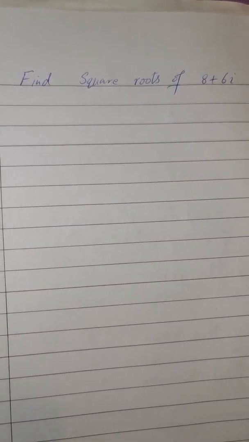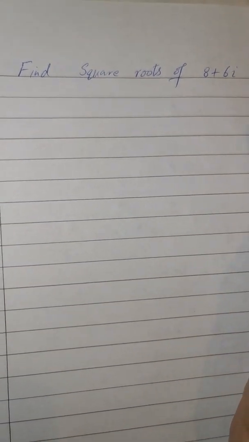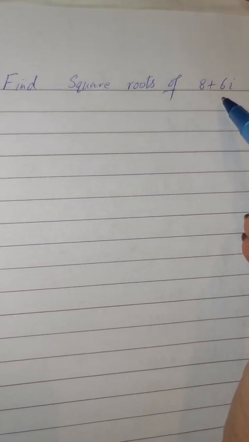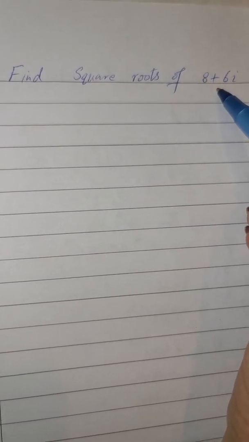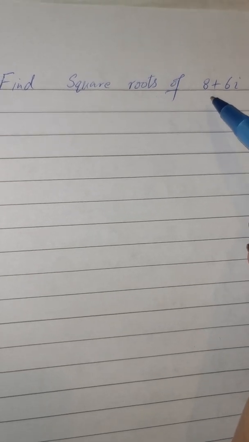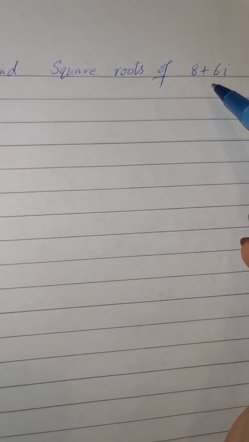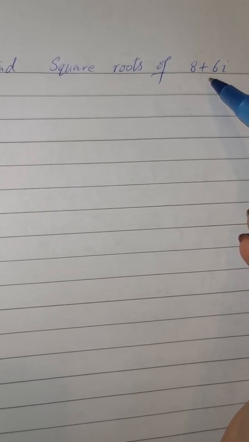In this video, we will solve this question and find the square roots of 8 plus 6 iota. So, we will suppose that this 8 plus 6 iota, I will take the square root of this number, but I will suppose that this number is equal to something in terms of x, y. Let us suppose that like that.